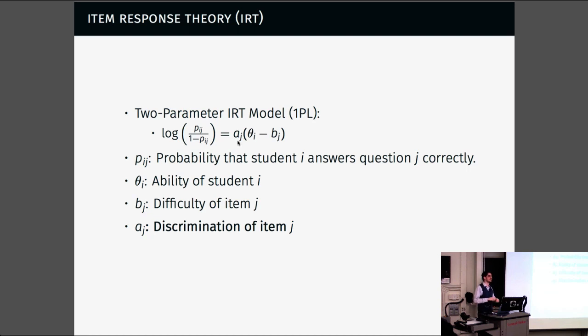So what this means is that different items have a different ability to discriminate between different students. What I mean by discriminate here, not like prejudice discrimination, but discriminate between students of different abilities. So how well can it tell what the student's ability is? Right? So let's see what happens if A sub j is really big. How does that affect this model?